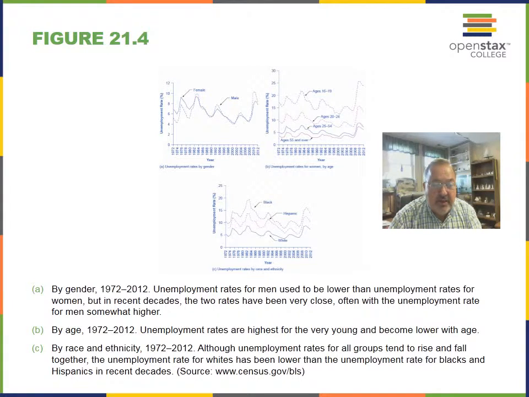The age factor considers that the teenagers, the younger people, suffer more from unemployment than the people in the older age brackets, simply because they're the newer people. They usually have the less important jobs, so they're the first ones to be laid off. And then by race, we can see that the blacks have a little higher rate of unemployment than the Hispanics and the whites.